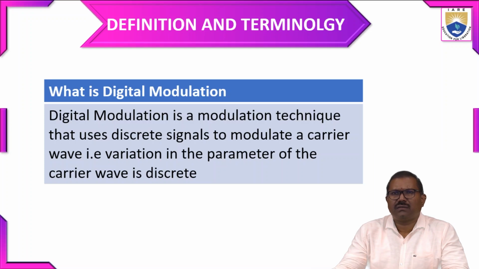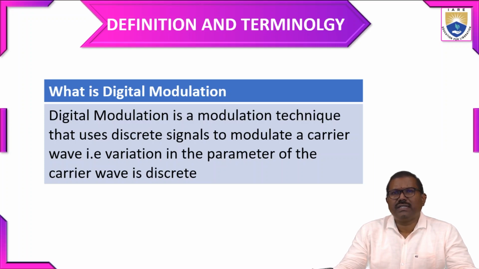So the signals are both in discrete form. Digital modulation is a modulation technique that uses discrete signals to modulate a carrier wave. That is, the variation in the parameter of the carrier wave is discrete. Already we know how to convert an analog signal to a digital one, as seen in module 3. We apply different operations like sampling, quantizing, encoding, then we get the digital signal.